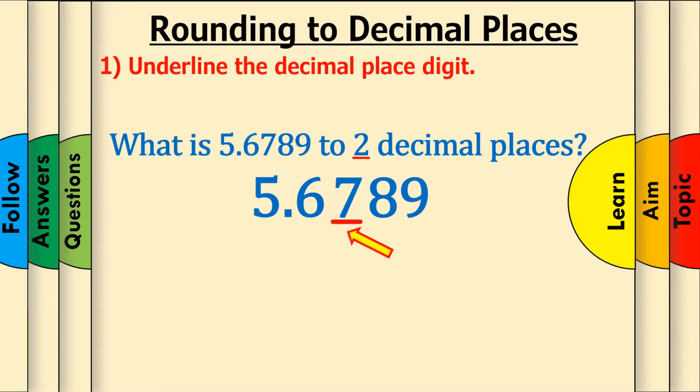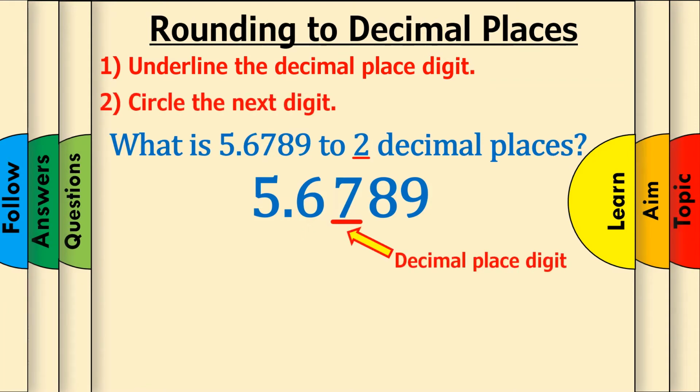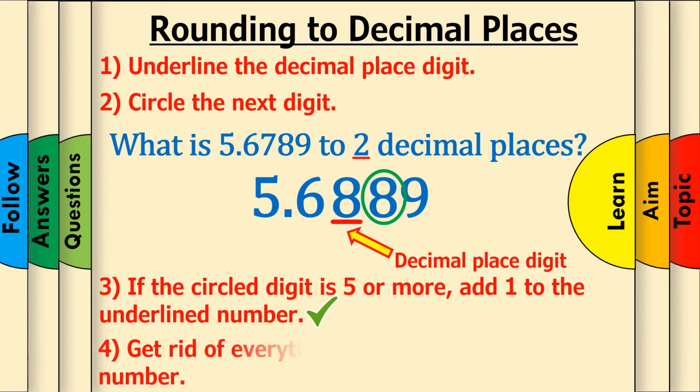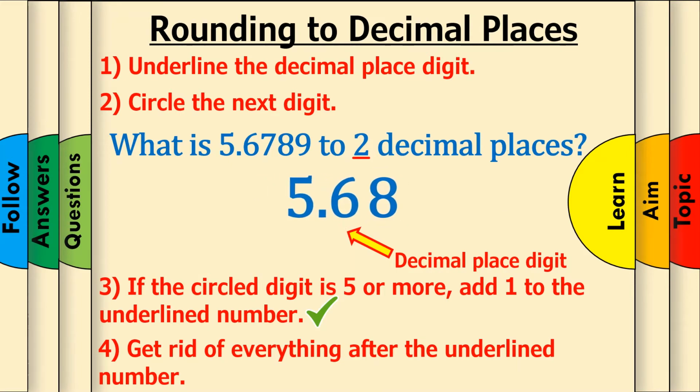Step 2. Circle the next digit, which is 8. Step 3. If the circle digit is 5 or more, add 1 to the underlined number. 8 is 5 or more, so add 1 to 7, which is 8. Step 4. Get rid of everything after the underlined number. We're left with the final answer of 5.68.